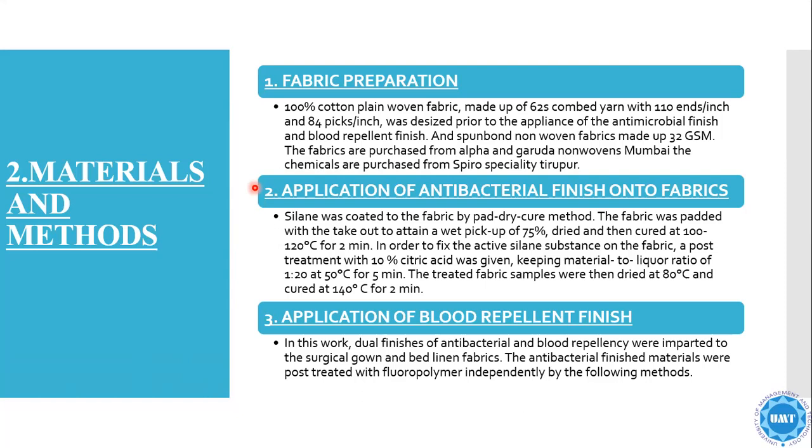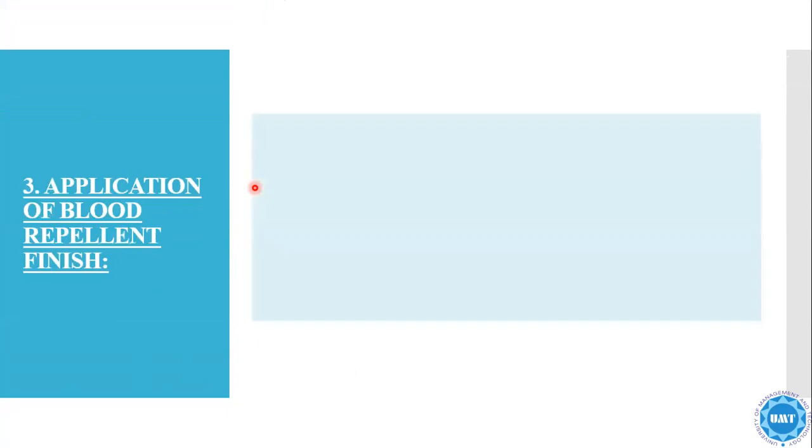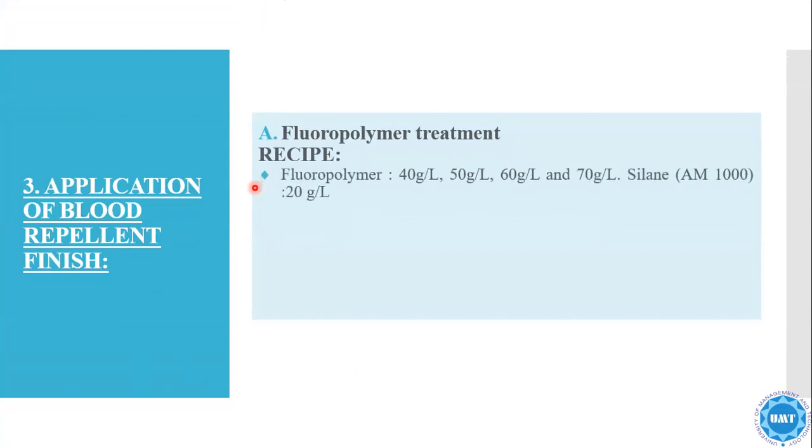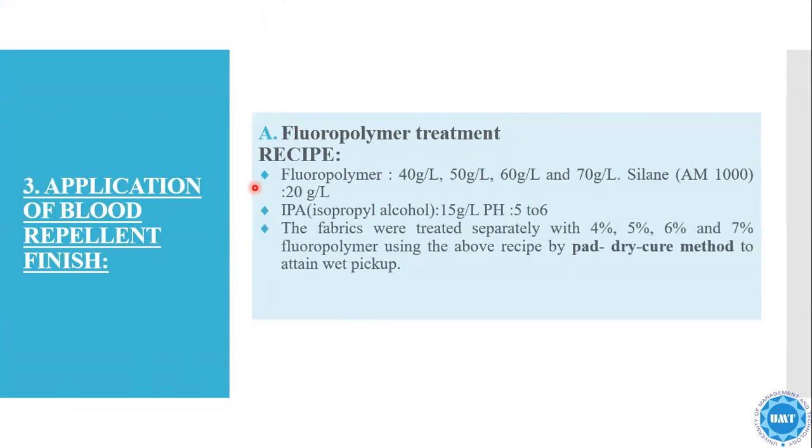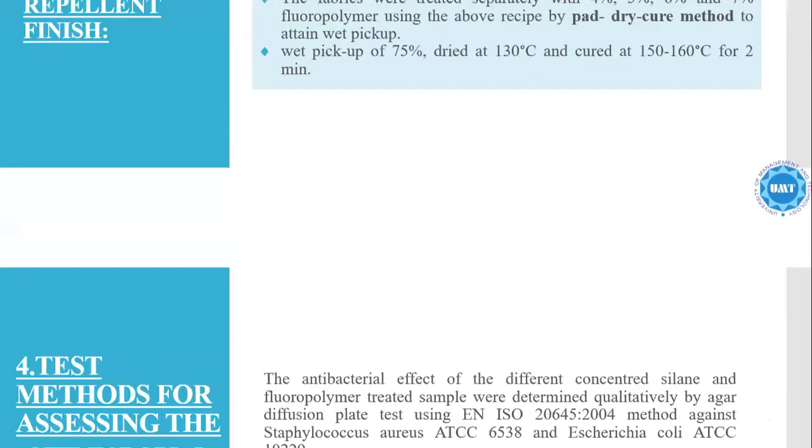Application of the blood repellent finish. In this work, dual finish of the antibacterial and blood repellency were imparted to the surgical gown and bed linen fabrics. The antibacterial finished materials were post-treated with fluoropolymer independently by the following methods. Fluoropolymer treatment recipe: fluoropolymer and IPA, which is isopropyl alcohol. The fabrics were treated separately with these percentages of fluoropolymer by the dry pad method to attain a wet pickup of 75%, dried at 130 degrees Celsius and cured at 150 to 160 for 2 minutes.